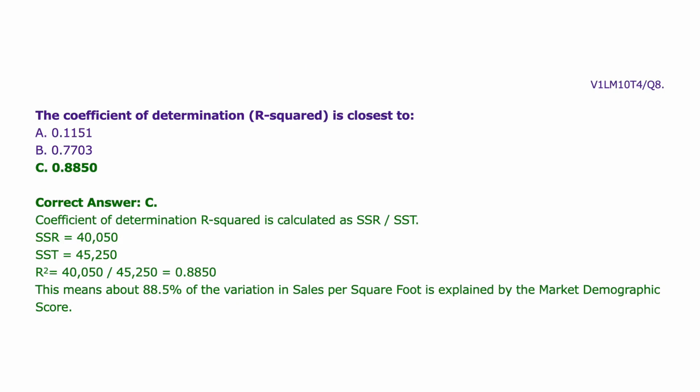R to the power of 2 is found using the formula SSR divided by SST, with SSR equals 40,050 and SST equals 45,250. The calculation gives R to the power of 2 equals 0.8850. This means 88.5% of the variation in sales per square foot is explained by the market demographic score. Options A and B are incorrect because they don't match the computed ratio.